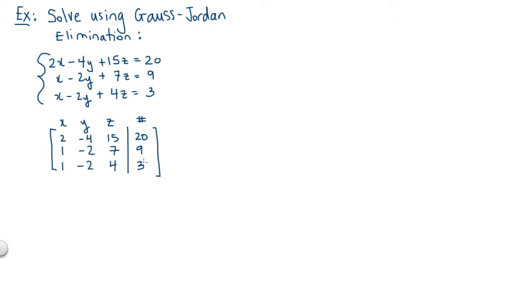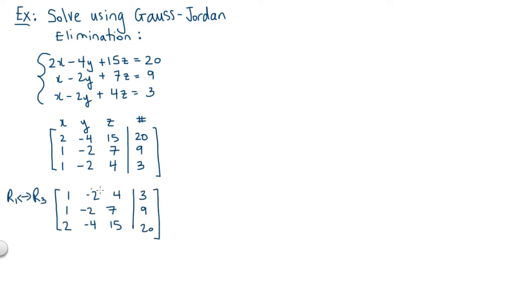Now, to solve using Gauss-Jordan elimination just means getting the left side of this matrix into reduced row echelon form using our row operations. So first step will be to get a 1 in the upper left-hand corner. Probably the easiest way to do that is to swap rows. So let's swap rows 1 and 3. And that way we've got a nice leading 1 in the upper left-hand corner.